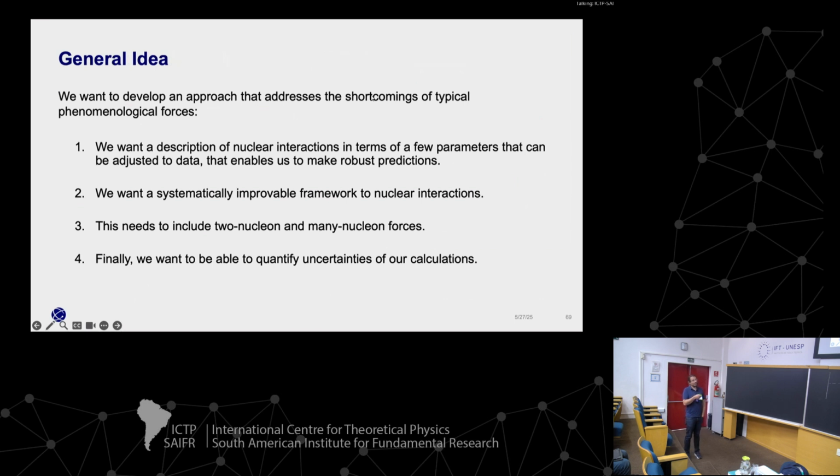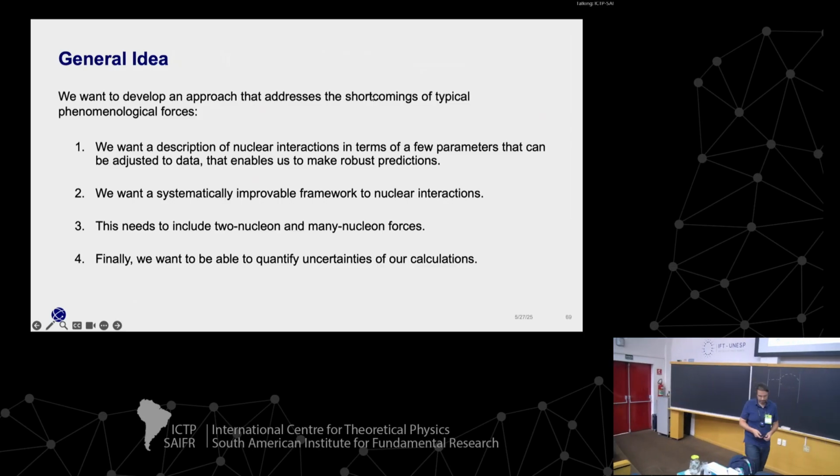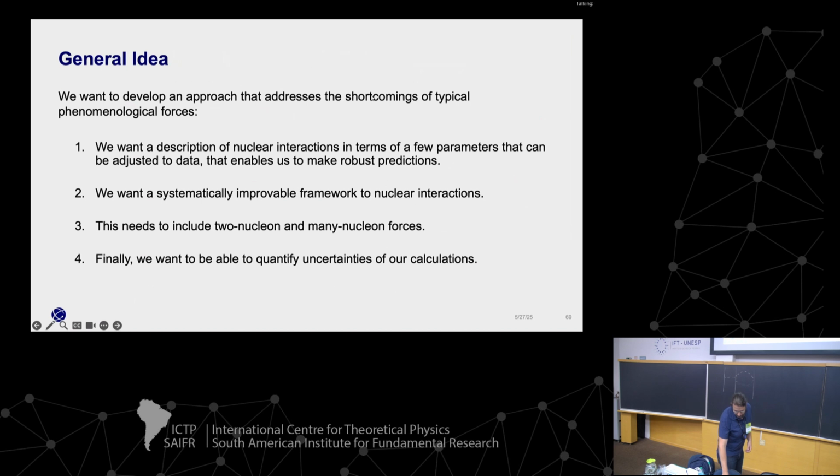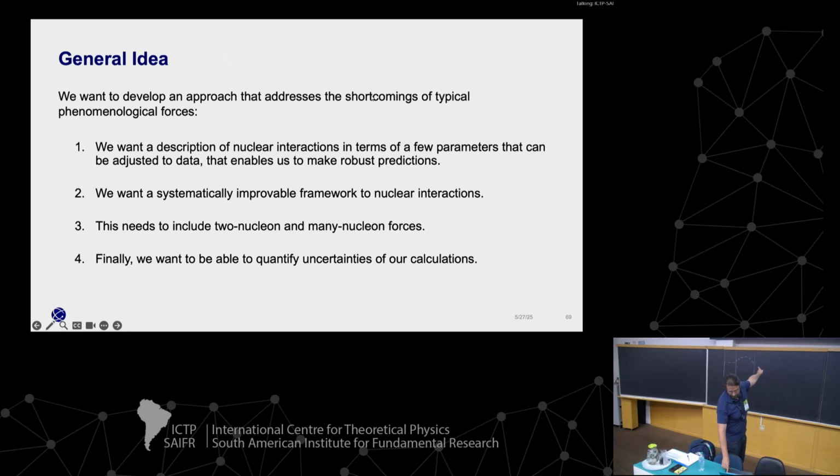We want this framework to be systematically improvable. So there needs to be some guidance that tells us how to make the interactions better. It needs to include two-body forces, obviously, because we have a lot of data on those. But as we have seen, we also need many-nucleon forces, so three-nucleon forces and so forth. And we need to be able to quantify uncertainties in the calculations. So that's what we want. That's our wish list, basically, right?